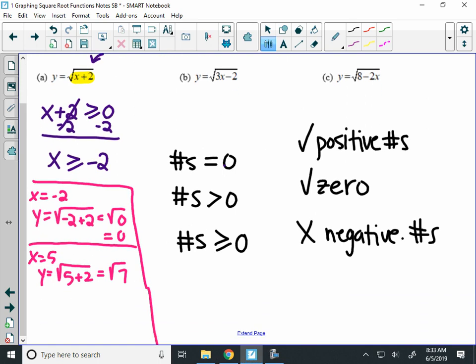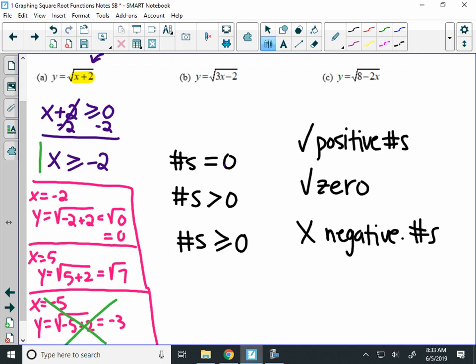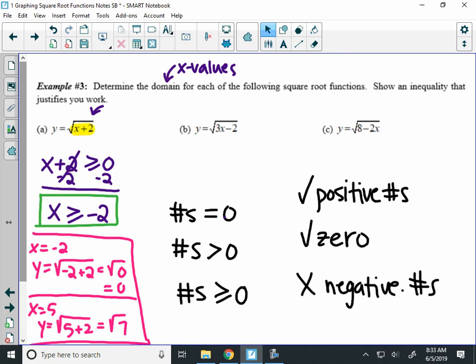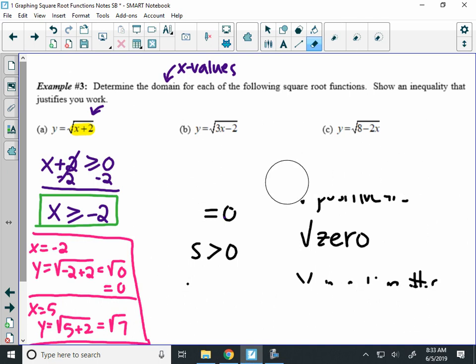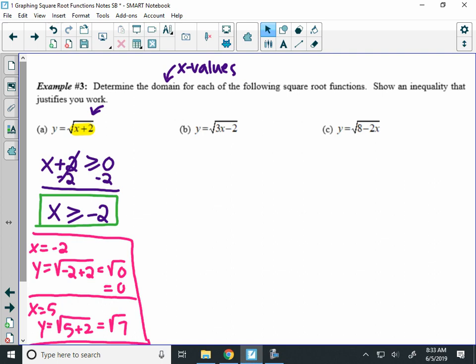Now, if I took a number less than negative 2, like negative 5, I would have y equals the square root of negative 5 plus 2, which is negative 3. And I'm not allowed to have a negative under a radical. That's why those numbers are not in our domain. Our domain is just the numbers greater than or equal to negative 2. I hope that makes a little bit of sense. Let's see another one. Domain and range is kind of a tricky concept.